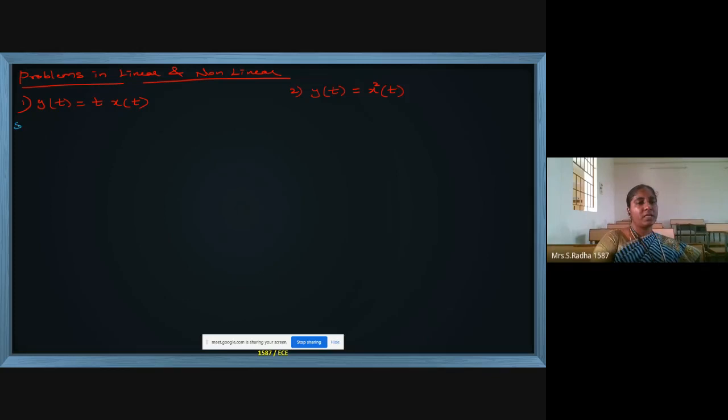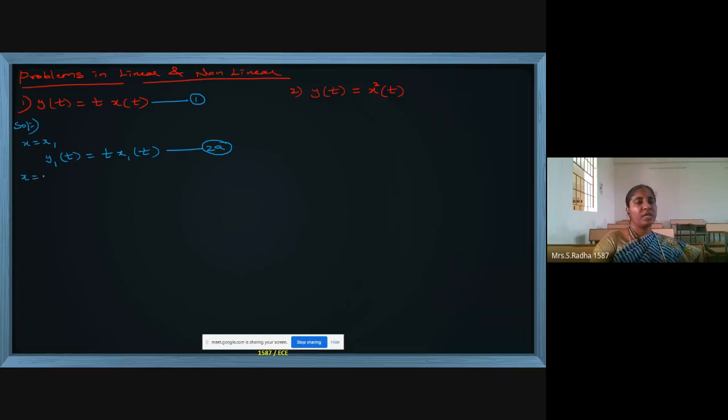Let me recall how we have to proceed with this. Take the given equation as equation 1. Put x equal to x1. Then y1 equals t into x1 of t. Only in the place of x, the input variable, I am asking you to put x1. Let this be equation 2a.